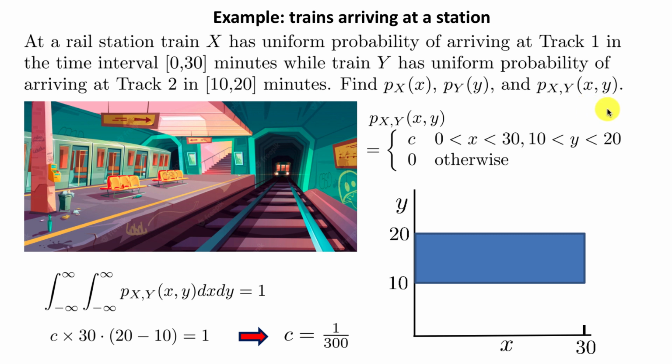This was an exceptionally simple case because the arrival of one train doesn't have anything to do with the arrival of the other train. If that's not true, then this will not hold. We'll have something more complicated that depends upon the particular circumstances of that rail station.